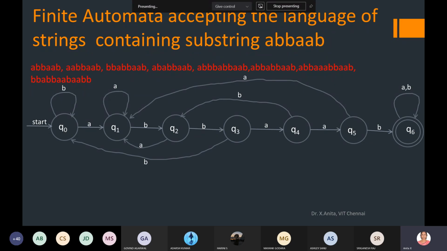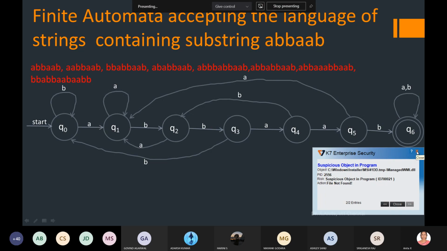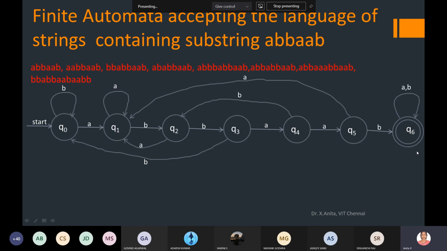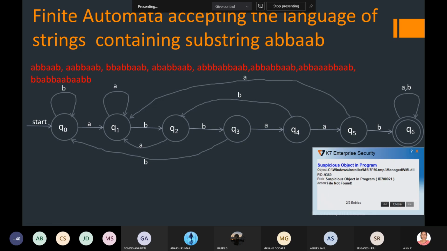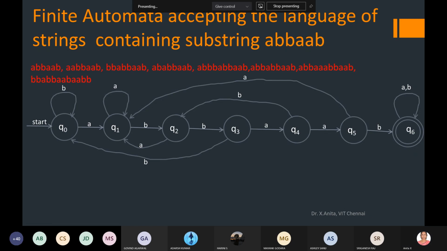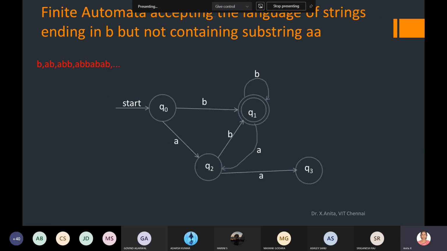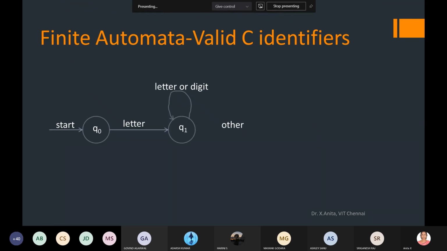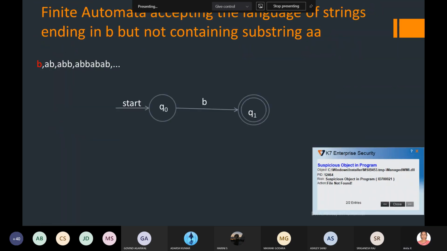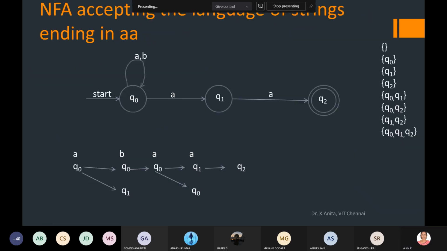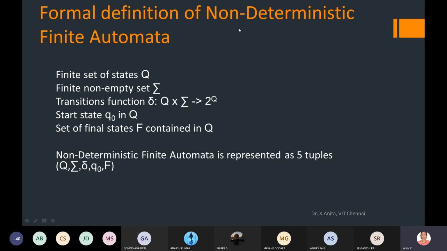Okay, so here, with respect to the tuples, how many tuples are there for finite automata? What are the tuples we have discussed? What are the tuples we have discussed, Mark? You remember it? So earlier we discussed, right? Yes. So this is for the non.